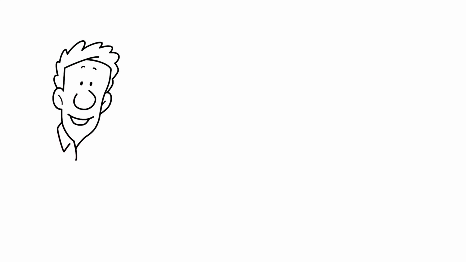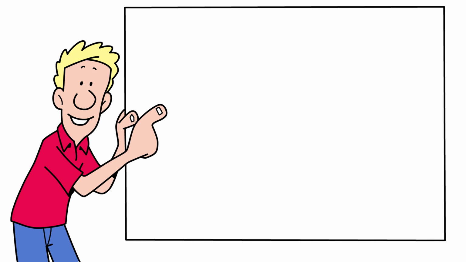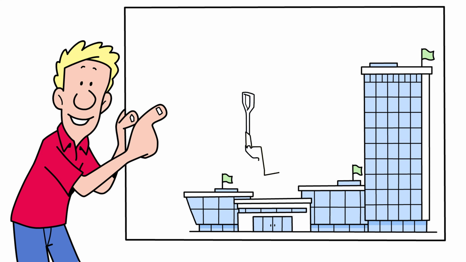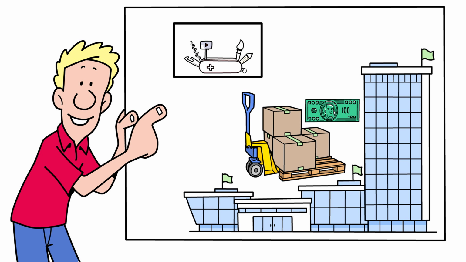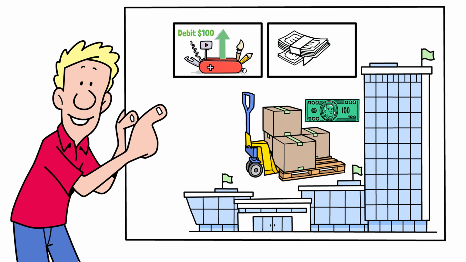Let's look at a quick example if you're not quite with me yet. Let's imagine that a business buys office supplies for $100 in cash. Office supplies, which are an asset, increase. Debit, $100. Cash, which is an asset, decreases. Credit, $100. Same transaction, two sides, perfectly balanced.